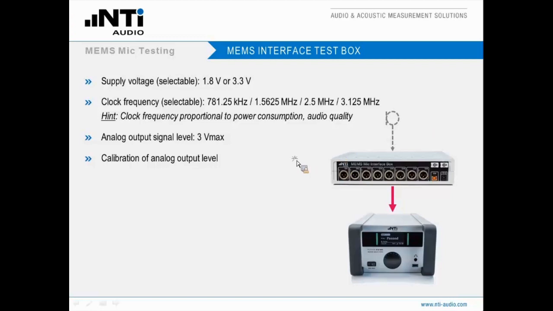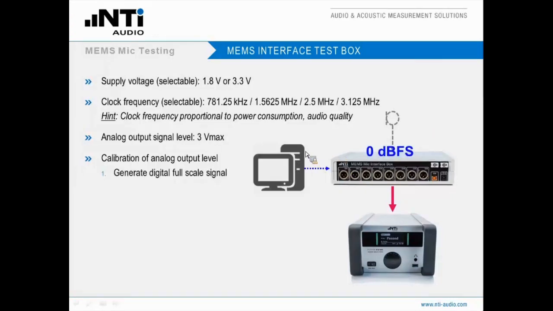So what we do is we send a command to the microphone interface box, which corresponds to a 0 dBFS full-scale signal, and the microphone interface box translates that into a voltage, for instance 4.9 dBV. And this voltage, corresponding to the 0 dBFS, can be measured by our test instrument, and this way we can calibrate the whole system.